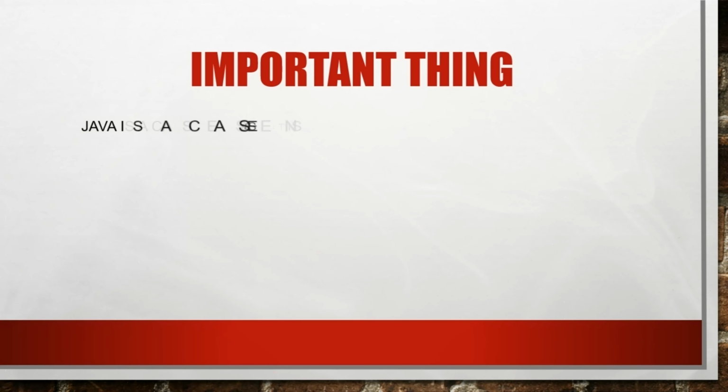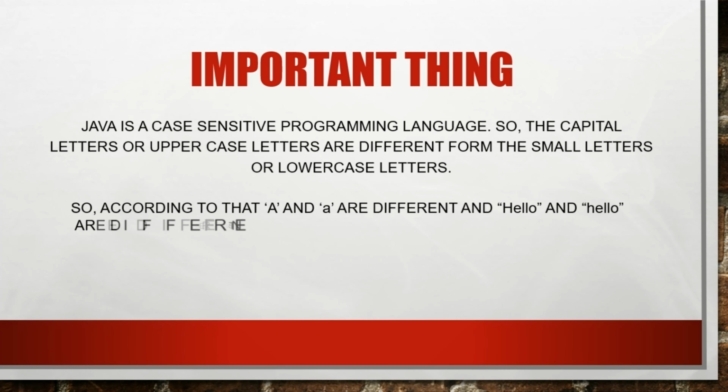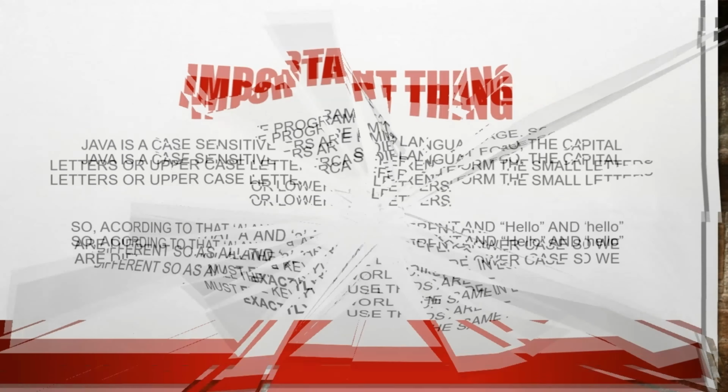Now a very important thing. Java is a case-sensitive programming language. So, the capital letters or uppercase letters are different from the small letters or lowercase letters. According to that, capital A and small a are different, and Hello with a capital H and hello with a small h are different. As all the keywords are in lowercase, we must use them exactly the same.